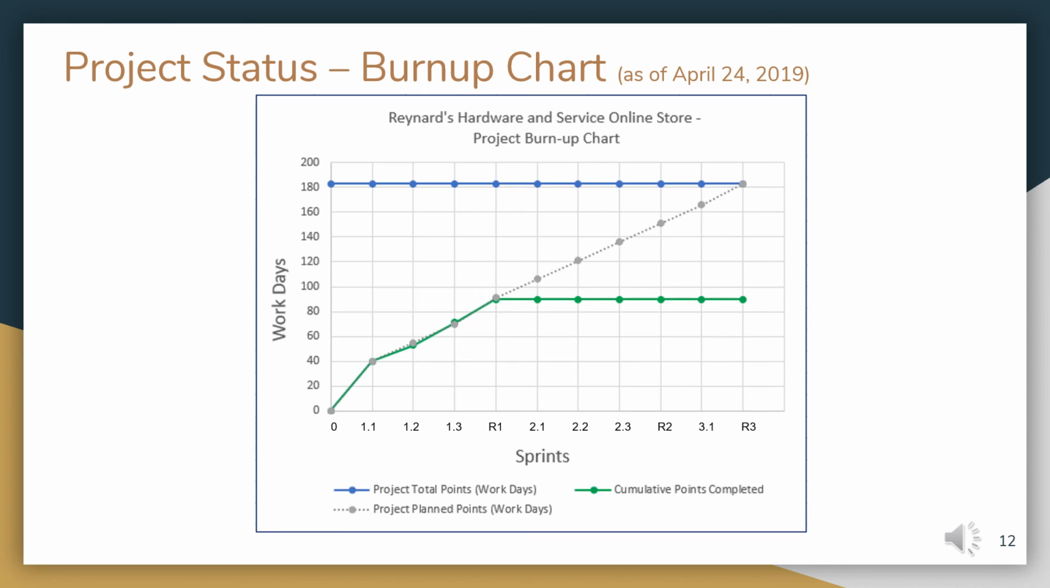The team is nearing completion of Sprint 1.3 and has completed 90 cumulative story points. As you can see by the burn-up chart, the project team is tracking to schedule.